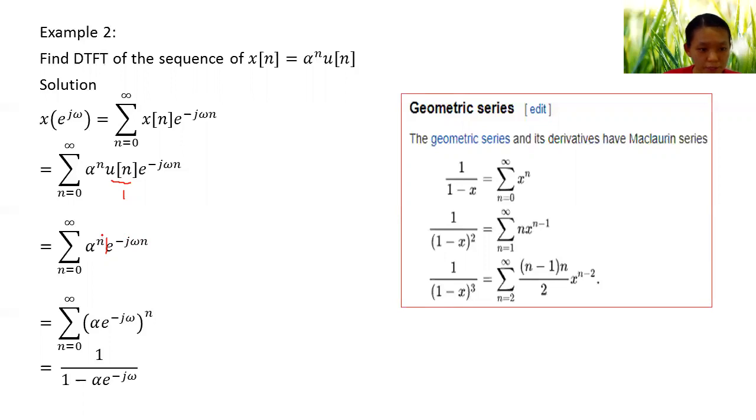Okay, so we can see here, alpha^n has the power of n, and the exponential also has the power of n, so we bring out the power of n. When we see this form, it is also similar to the geometric series formula, 1 divided by 1 minus x. So we put this in here as our x. So we will have 1 divided by 1 minus alpha e^{-jω}. Okay, done. Now we go to example 3.